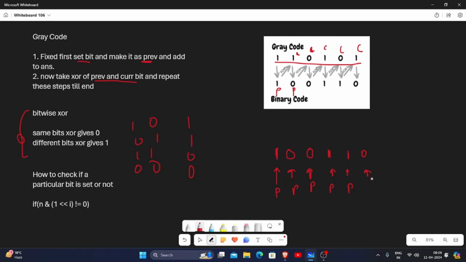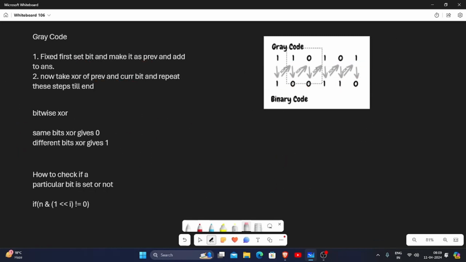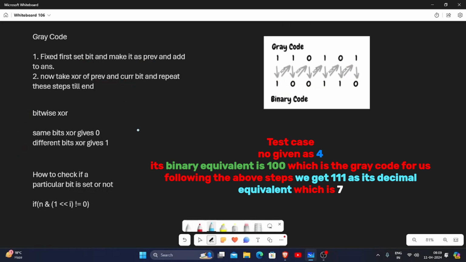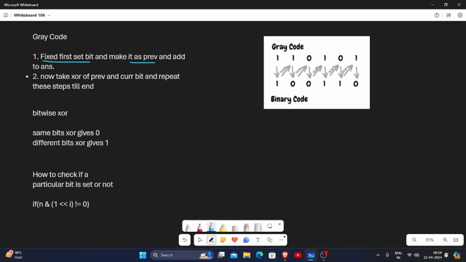For the next step, this would be our previous, but now we don't have any other bit. So 1 0 1 1 0 1 0 1 1 0 is the binary equivalent to the given gray code that we get. And the algorithm is pretty simple. We fix the first set bit and then we do the XOR of previous and current bit. This is the same algorithm I have written here. Fix the first set bit, make it the pref and add it to the answer. Then take XOR of previous and current bit and repeat these steps till the end.